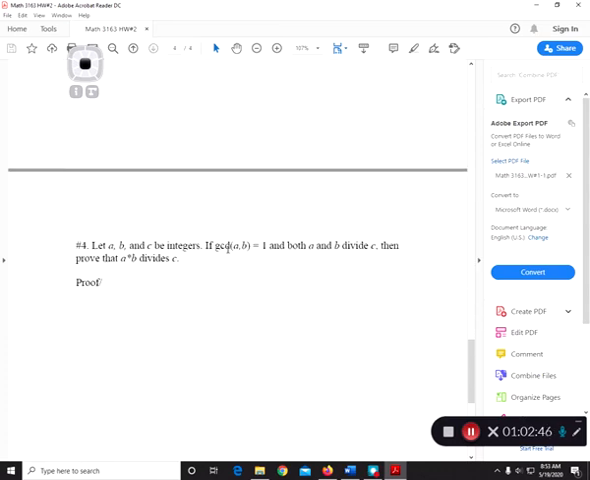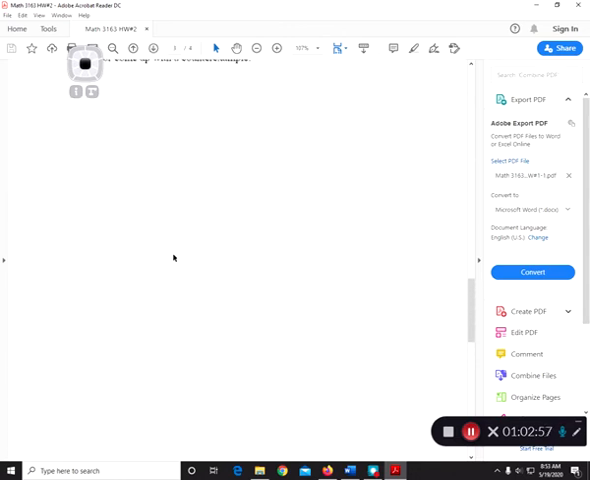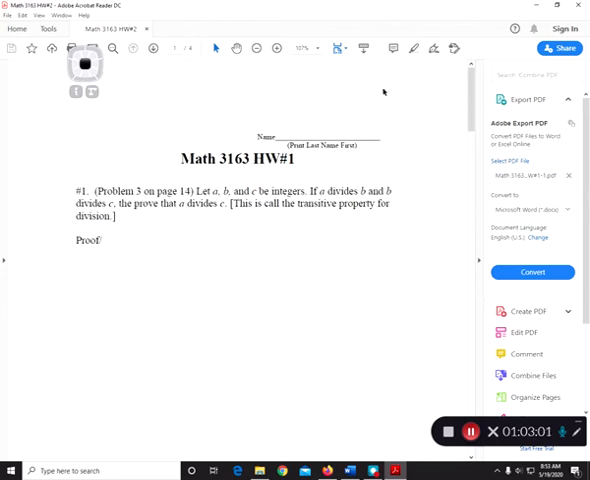And here's a classic one right here, given the GCD of A, B is 1, so A and B are relatively prime, and both A and B divide C. I want you to prove that A times B is going to divide C. So there's only 4 problems on this thing. So I've given you a couple of days to turn this thing in.